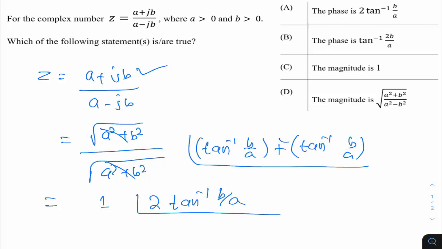So this becomes 2 tan inverse b by a. Magnitude is 1, so option C is correct. Phase is 2 tan inverse of b by a. So option B, tan inverse 2b by a, is not correct. For magnitude, you don't get a square minus b square. So the answer is option A and option C.